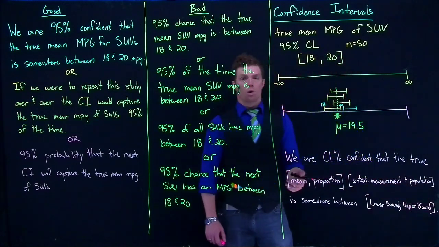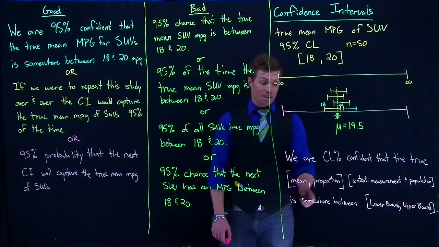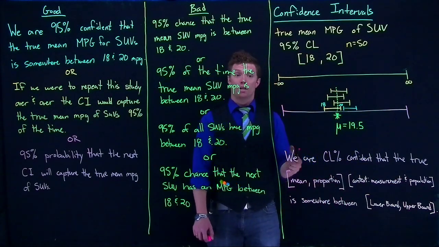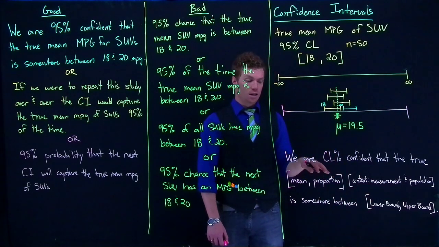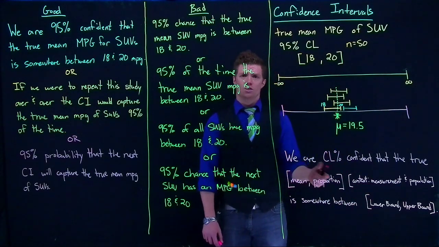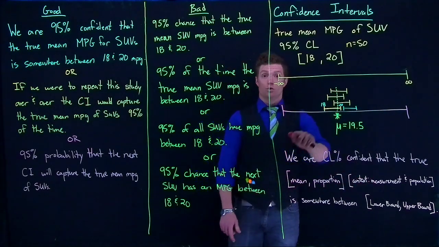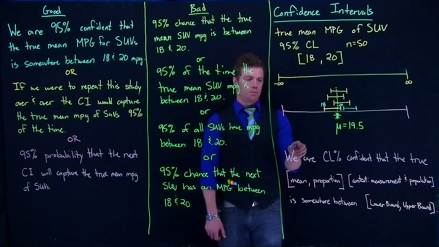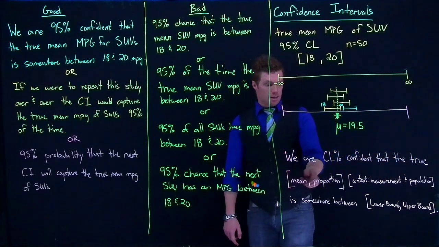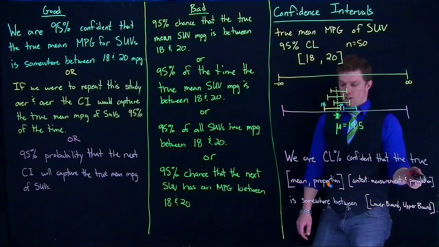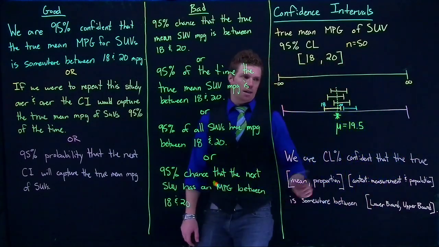We can even use this for one tail or two tail statements, where we can say is somewhere between, and if we're doing a one tail statement, the lower bound or the upper bound is probably going to be negative infinity or positive infinity, or if we're dealing with proportions, it'll be a zero or a one. But this is the formula of how to write a good confidence interval statement every time. We are 95% confident that the true mean miles per gallon for SUVs is somewhere between 18 and 20. And that'd be a good way to do it.